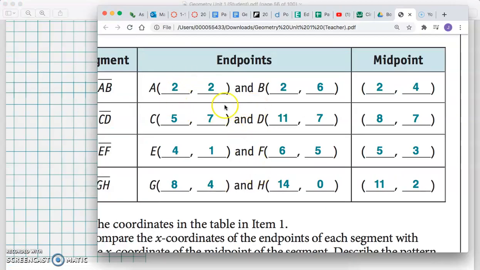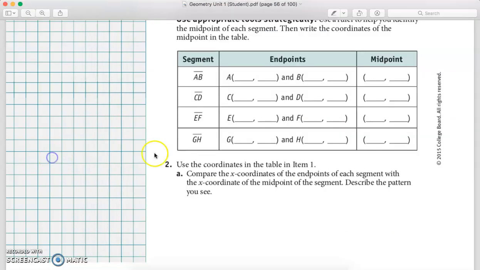Hopefully this is what your table looks like. Those are your endpoints for A, B, C, D, E, F, G, and H, and here's what the midpoints would be when you look at the table. That's what you should get right there. Check those and make sure you got them. Now let's look at number 2.